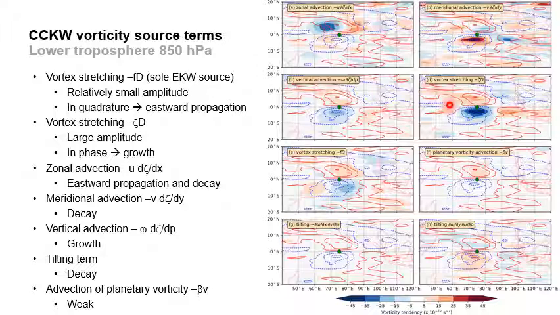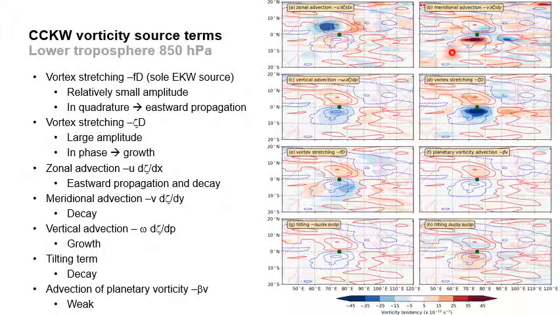So let's look at each of the terms. Here's the vortex stretching, -ζD. So this is the divergence interacting with the relative vorticity, not just the planetary vorticity. And you can see this has got large amplitude compared to the -fD term. And crucially, the red shading now is not to the east of the red line contours, the vorticity anomaly, it's in phase with it. So that's going to lead to growth. You've got a positive tendency where you've already got vorticity. So this term is going to lead to growth.